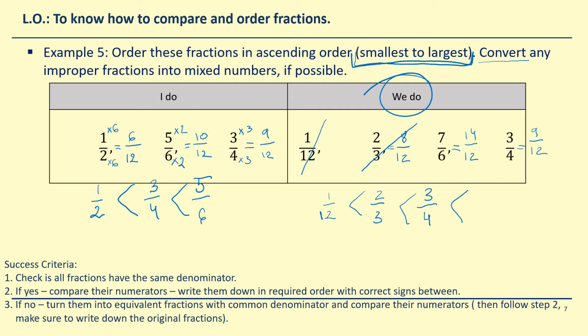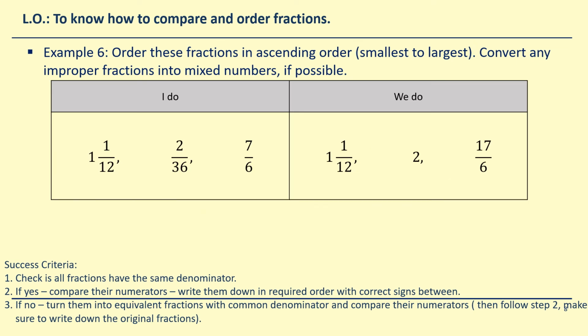It asks us to convert any improper fraction into a mixed number. So 7 over 6 is an improper fraction, so I will convert it into a mixed number. How many 6s go into 7? It's 1, so it's 1 whole. The remainder is 1, so the numerator is 1, and the denominator stays the same. If that's what you've got, well done.